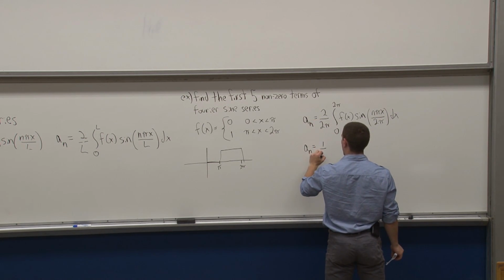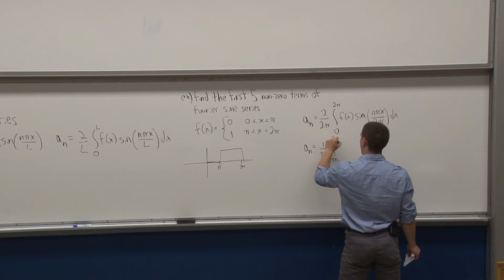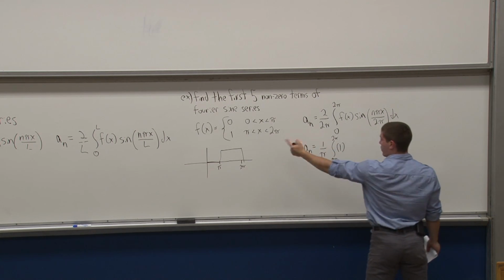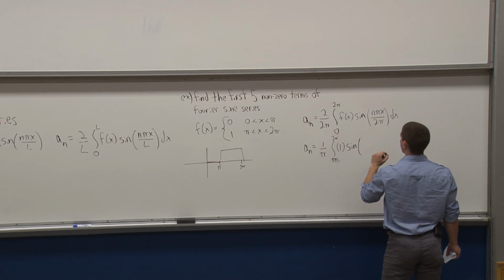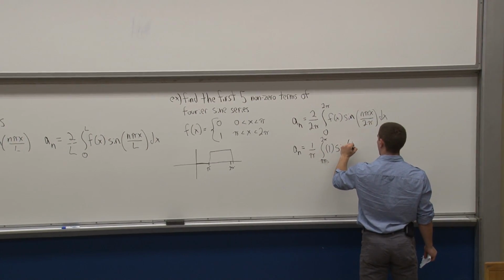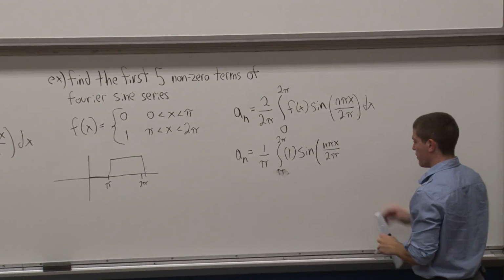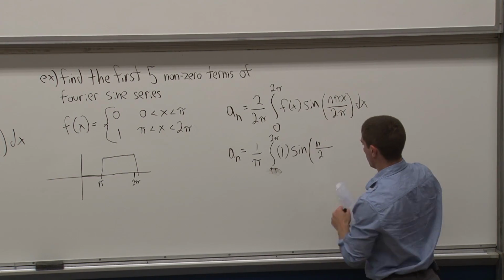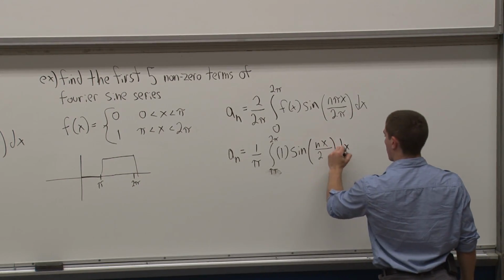We can just make that 1 over pi. And then we're going to go from 0. Nope, we're not going to go from 0. We're going to go from pi to 2 pi. And f of x is going to be 1 throughout that whole pi to 2 pi. Sine of n pi x over 2 pi. The pi's cancel out, so I'll just make it a little neater. So you have n x over 2, and then dx.